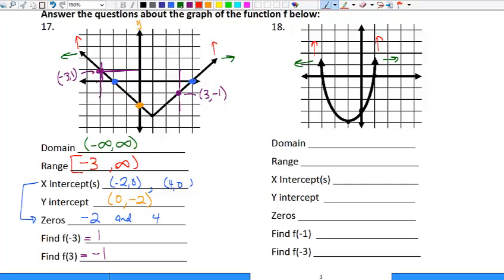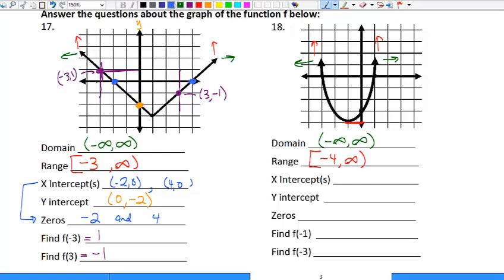So please make sure that you see that as going left and right forever, meaning the domain is negative infinity to positive infinity. The range, how low can we go? The lowest we can go is negative 4, comma up forever, that's positive infinity.